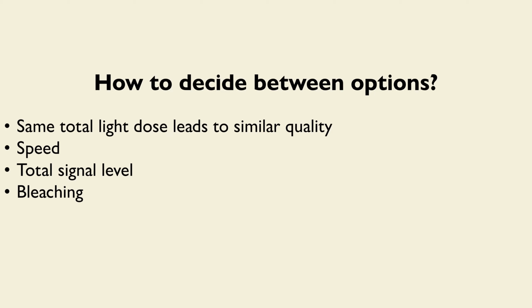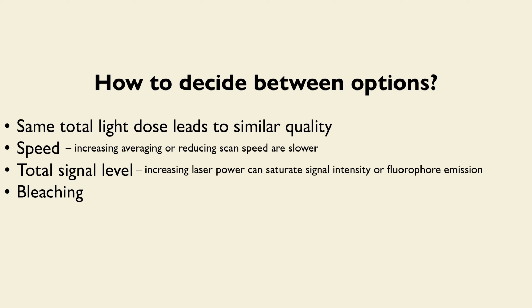First, the same total light dose tends to lead to a similar quality. So if you double the laser or you double the averaging or you slow it down by a factor of 2, those typically lead to similar improvements in the image. As far as speed goes, it's obvious that if you increase the averaging or reduce the scan speed, you will be slower. So in that regard, increasing the laser power has an advantage compared to the other two. In terms of total signal level, increasing the laser power can saturate the signal intensity or the fluorophore emission. So you have to be careful when you're increasing it that you don't do either of those things.